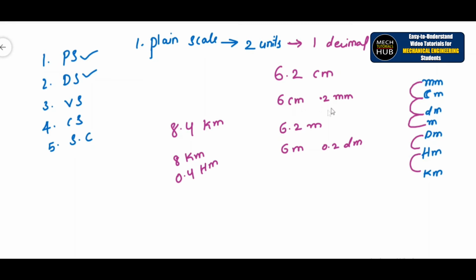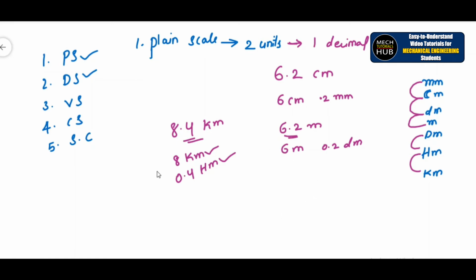Similarly, in the question if they ask you to show 6.2 meters, you have to quickly get in your mind that you have to develop a scale of meters and decimeters, then only we can show these dimensions. Similarly, if they ask you to show 8.4 kilometers, quickly you should get in your mind that it is 8 kilometers 0.4 hectometers. So the scale should be developed for kilometer and hectometer. That information is very much important. I hope you understood.